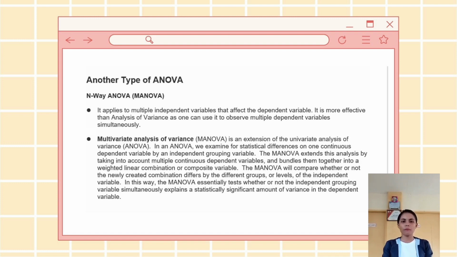The MANOVA will compare whether or not the newly created combination differs by the different groups or levels of the independent variable. In this way, the MANOVA essentially tests whether or not the independent grouping variable simultaneously explains a statistically significant amount of variance in the dependent variable.